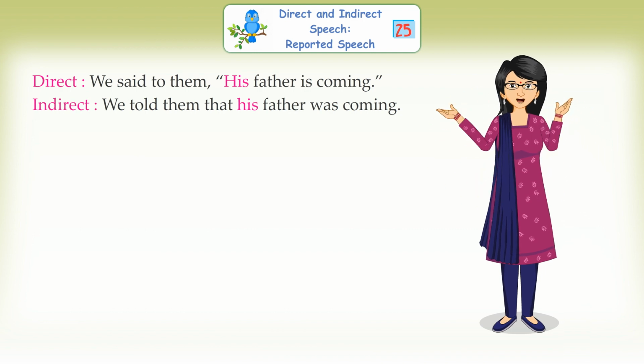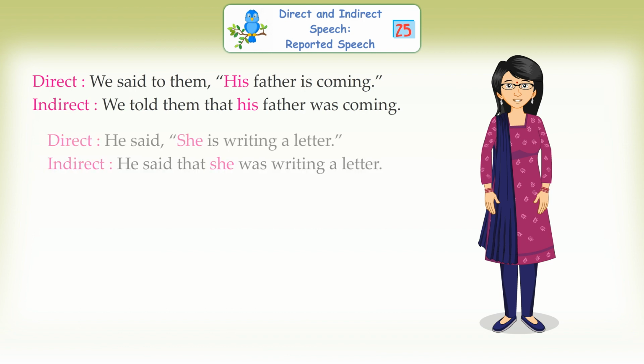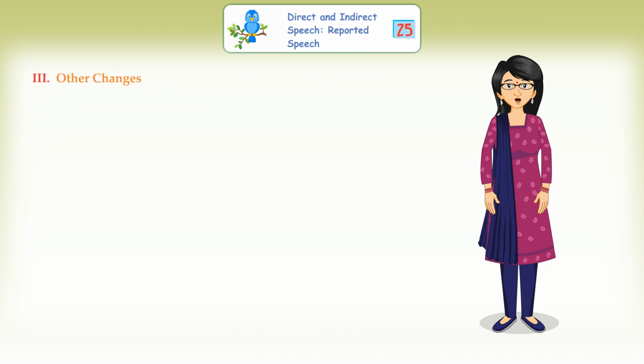Direct. We said to them, "His father is coming." Indirect. We told them that his father was coming. Direct. He said, "She is writing a letter." Indirect. He said that she was writing a letter.